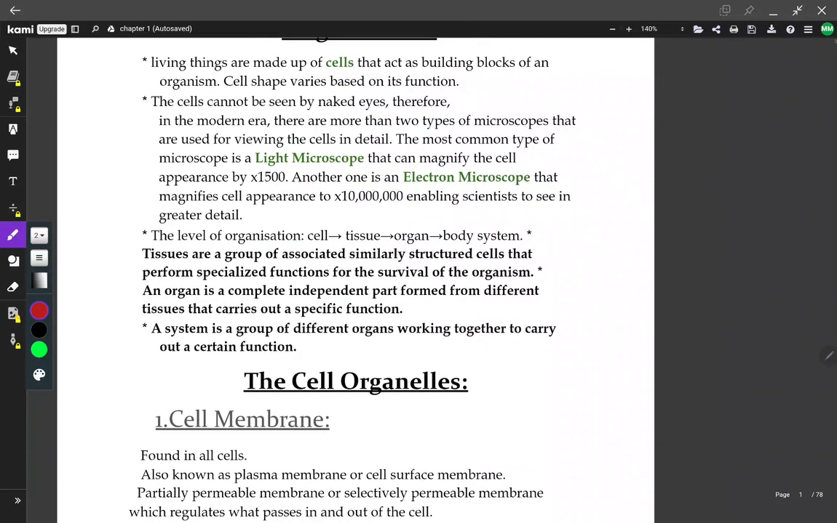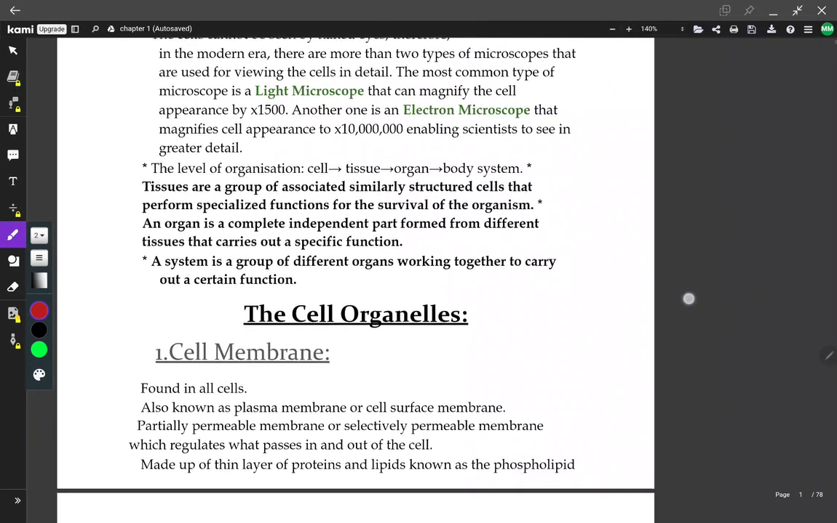Of course, cells cannot be seen by the naked eye. We use microscopes to view cells because cells are extremely minute. They can be micrometers or even nanometers in size, so we view them with microscopes. We have 2 different types of microscopes. We have a light microscope and we have an electron microscope, but the most common microscope that we use is a light microscope to view very basic structures in a cell.